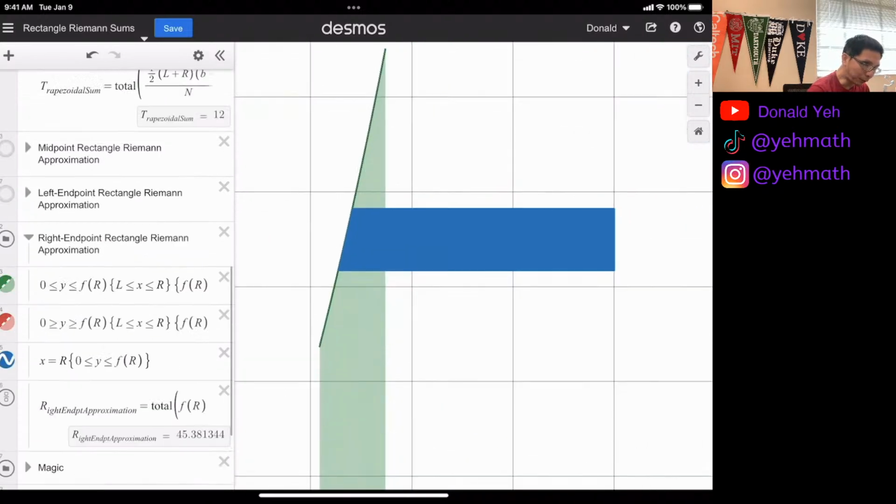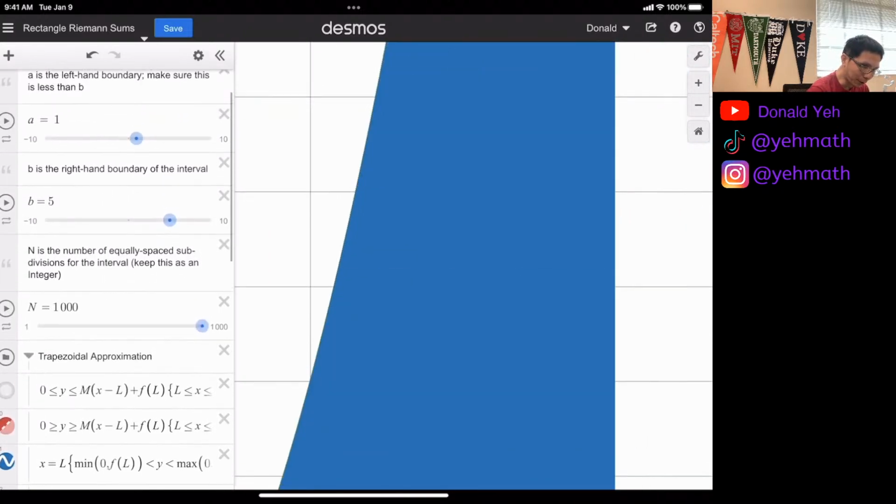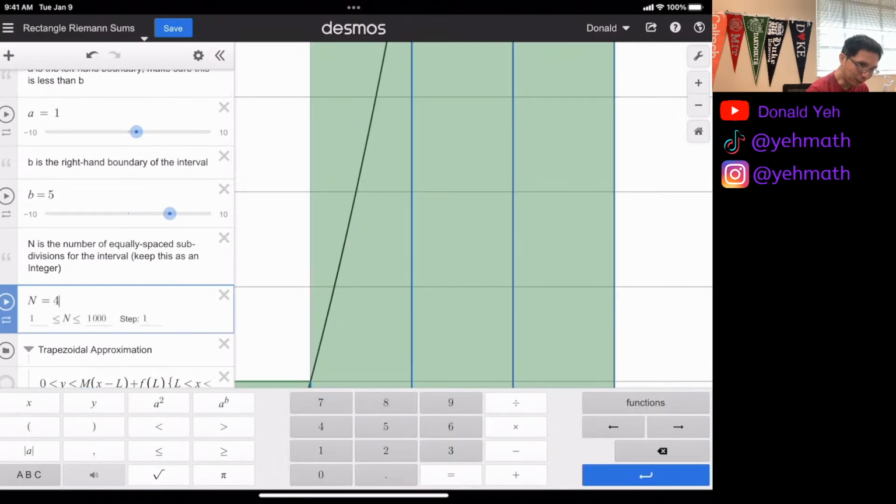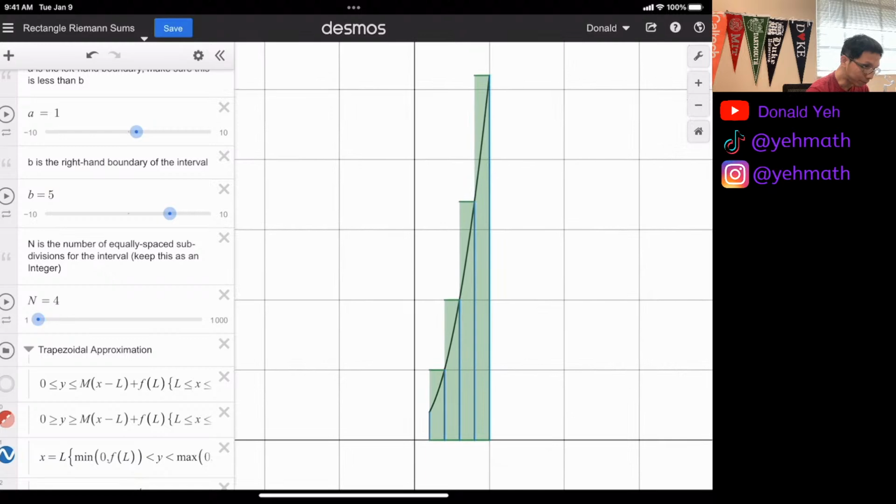Now let's go back to 4. A lot of you guys say, okay, well, 4 rectangles look like this. Right now, we just have to be able to do the area of this. Basically, just add up our rectangles. It's not really difficult. I'm also going to show you a left endpoint.